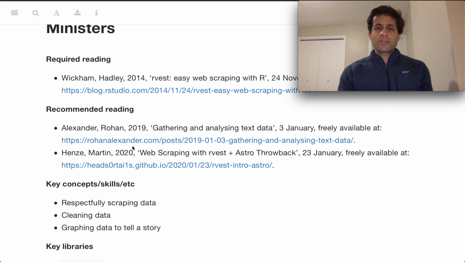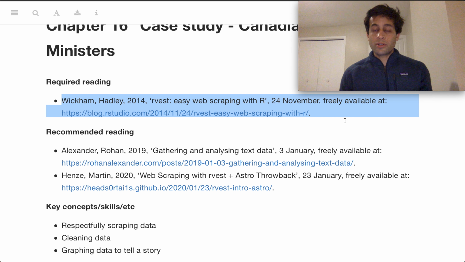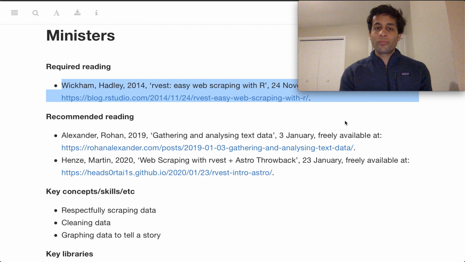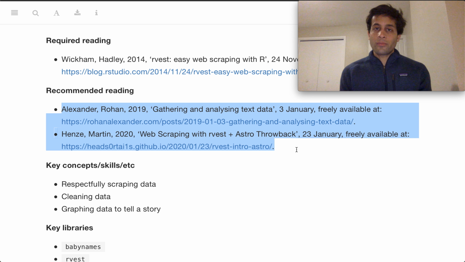So the main readings related to this lab, the first one is to do with Harvest, which is the package that we're primarily going to use. And then I've given you two other examples, one by me and one by somebody else, where we go through and scrape some data. If you're interested in learning more about this, then these might be readings that you would be interested in.